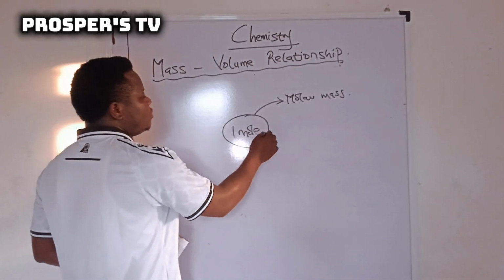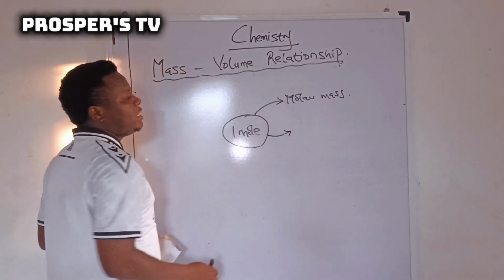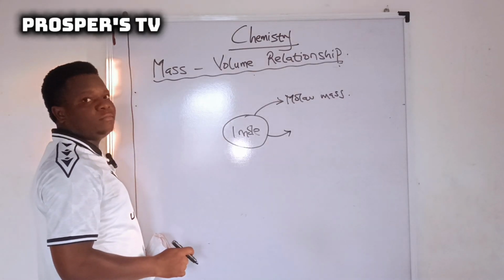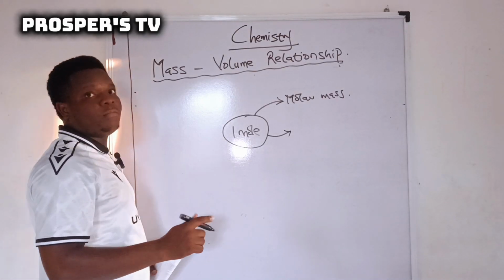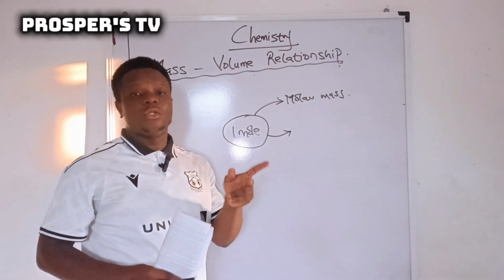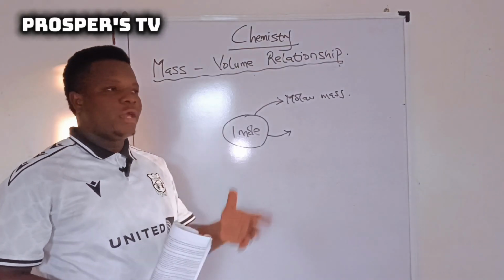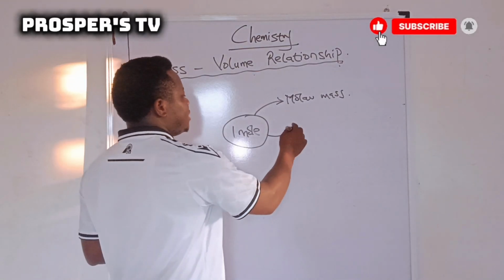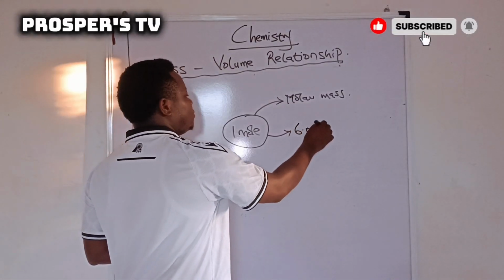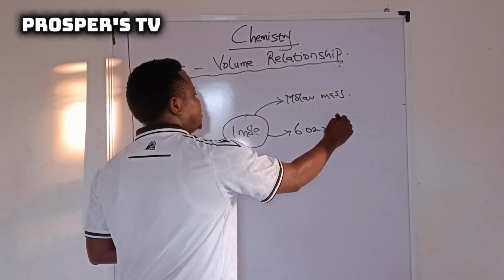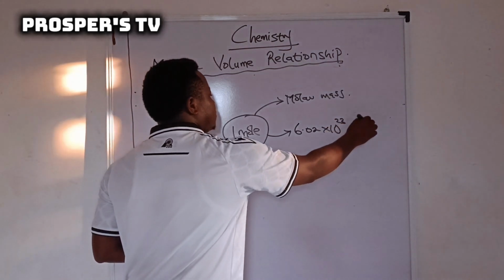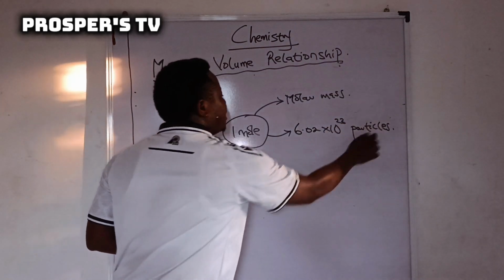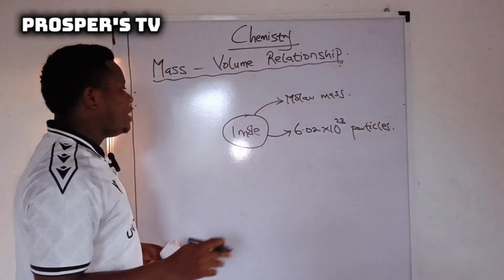Okay, now you should also know that 1 mole of every substance contains Avogadro's number of elementary particles. By elementary particles, we mean atoms, molecules, or ions. So 1 mole of every substance contains 6.02 times 10 raised to the power 23 particles. The particles can be atoms, molecules, or ions.